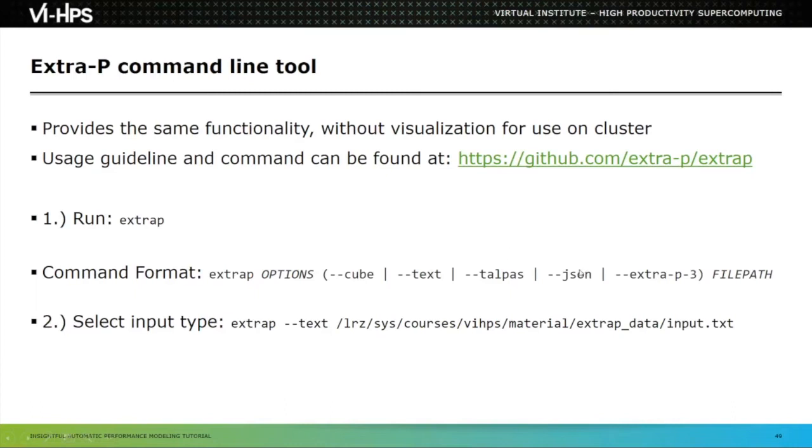After you specify the type of format that you want to read, you just need to provide the file path. So creating models can be as simple as that: having ExtraP, the type of the file that you want to model, and the actual file path where the input file you want to read is located.